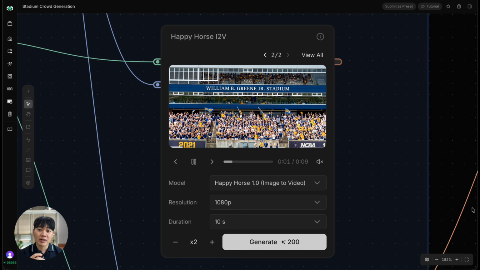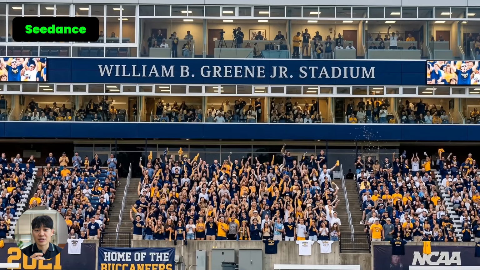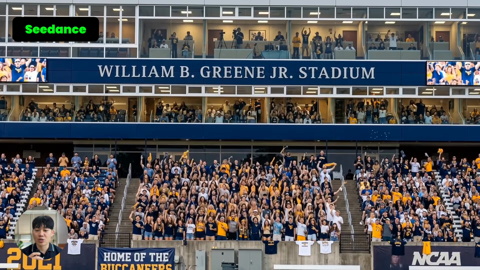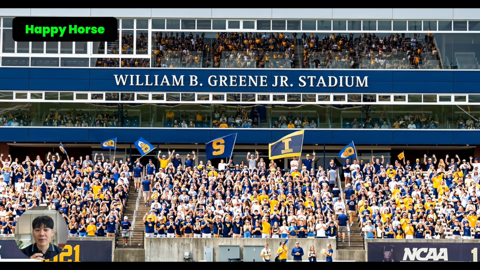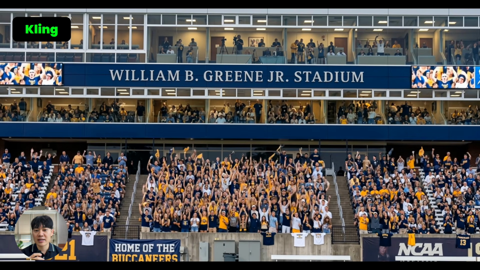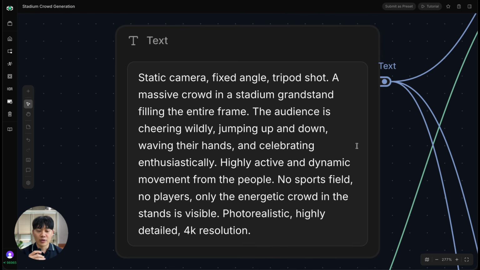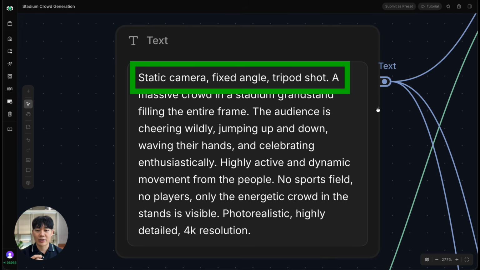Next, we extend this single image into a video using an image to video model. I tried 3 different video models because I really didn't know which one would be the best: Seedance 2.0, Happy Horse, Kling 3.0, and they all gave me a bit different results. And in this run, Kling 3.0 was my best pick. For the prompt, for all 3 video models, I told it to keep the entire video static, fixed angle, tripod shot, because I didn't want the camera to move.